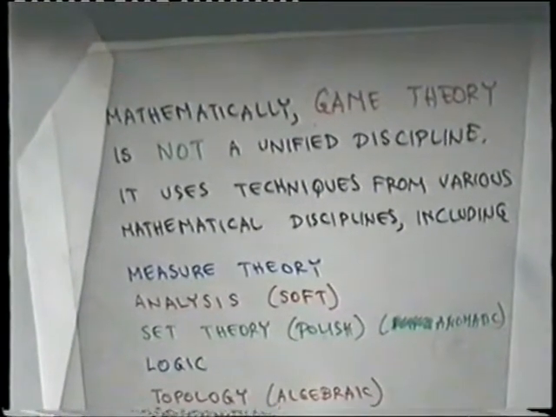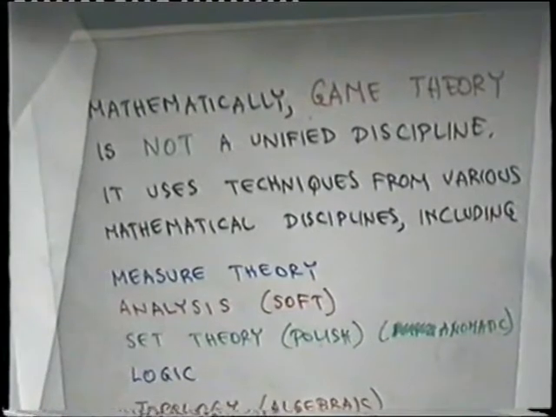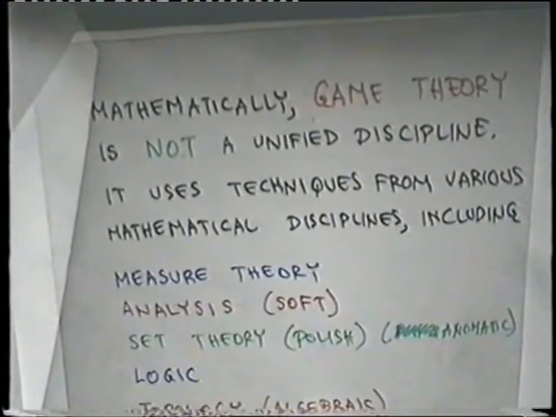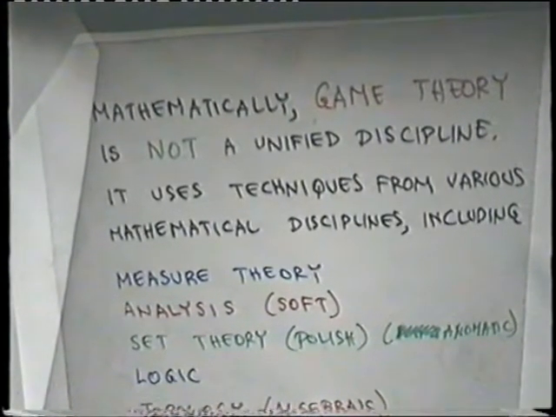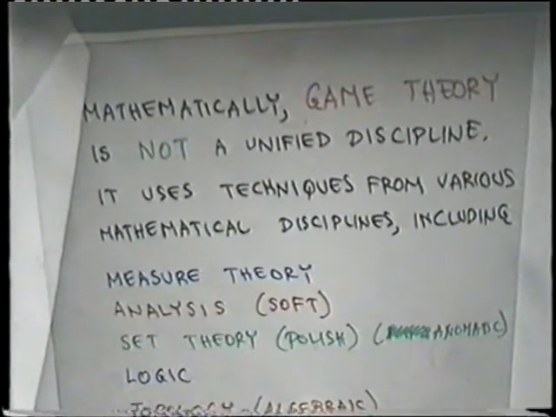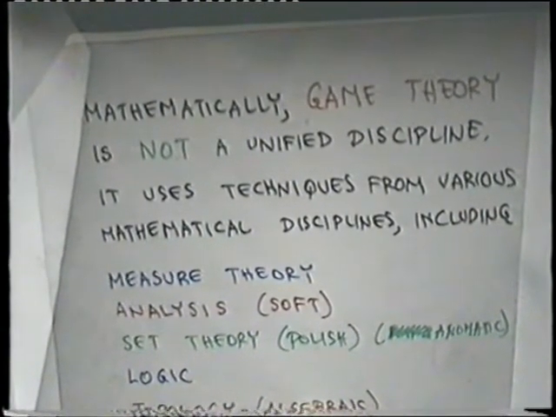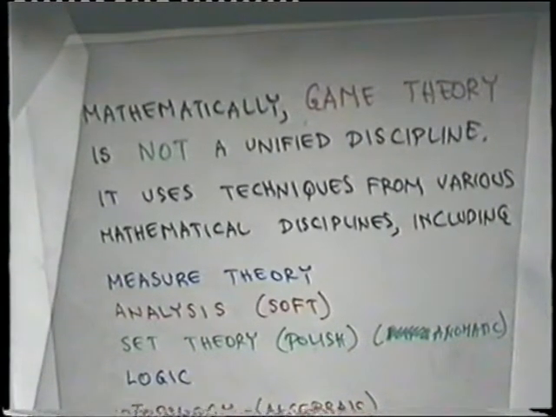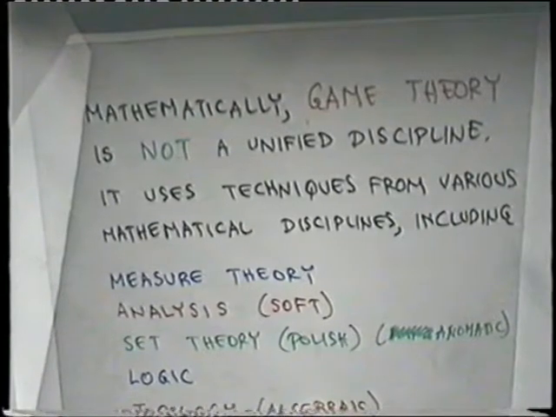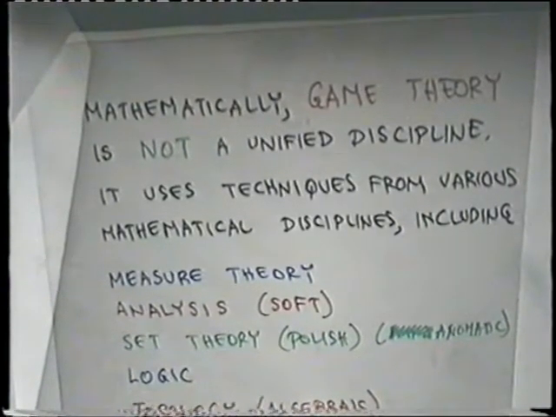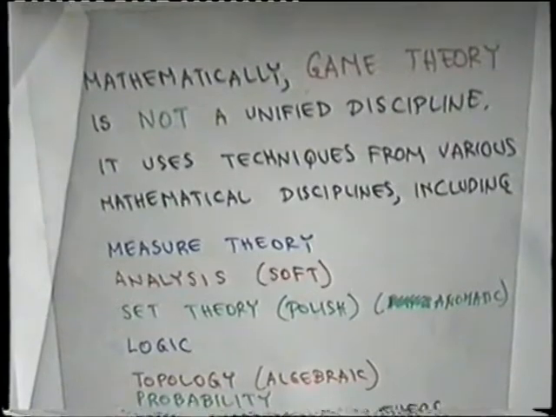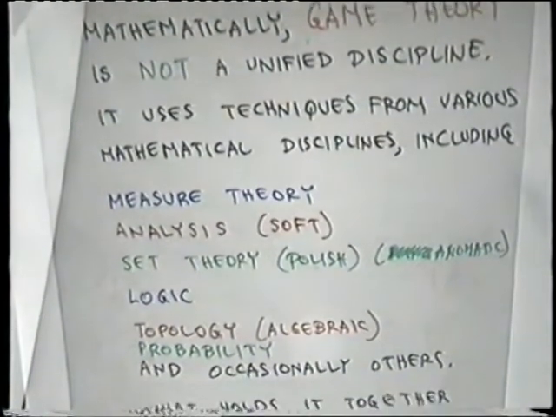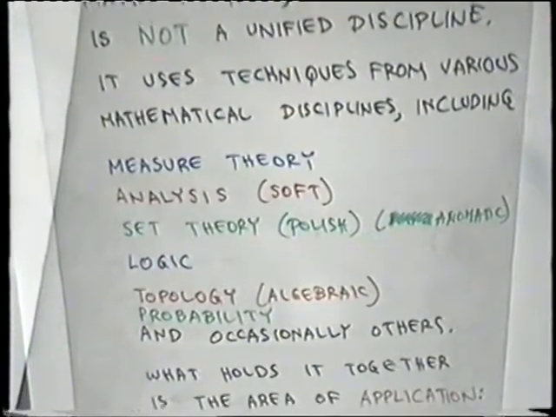Yeah. So mathematically, game theory is not a unified discipline. I mean, it's unlike any of the talks that I heard over here. I have to confess I didn't go to each and every one, but I went to quite a few. And all those talks were about a mathematically unified discipline, okay? Now, game theory is not a mathematically unified discipline. It is not characterized by its tools. It's characterized by its applications.